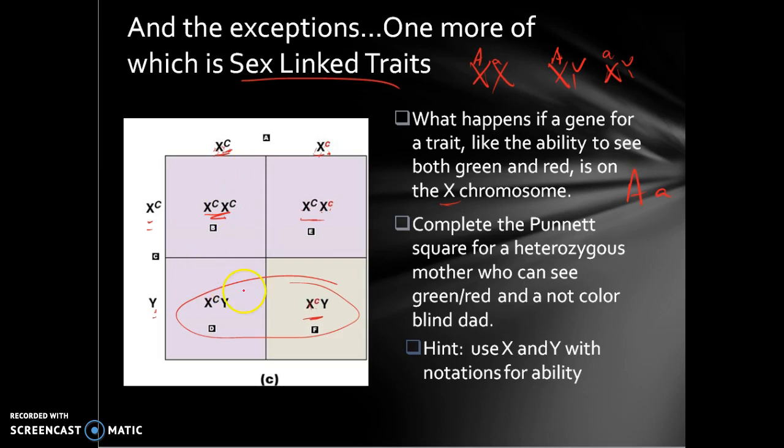So you have to use the X and the Y here in your notations. That's the big difference between doing sex-linked trait Punnett squares and just doing regular Punnett squares. You've got to use your X and your Y with notations for the trait that you're talking about. You want to use notations, those superscripts, because you need to keep track of where the X's are.